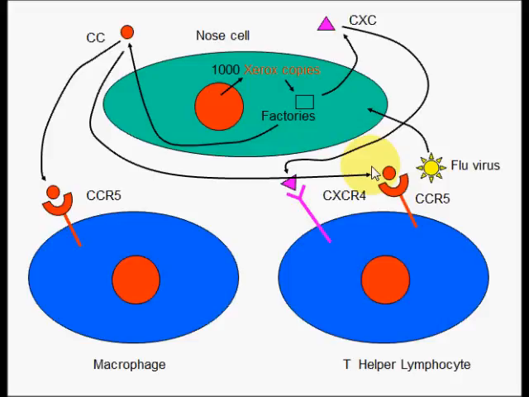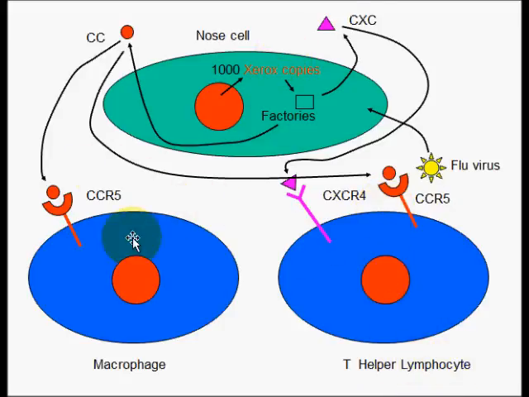Okay, so the nose cell sends out these chemokines, and the CC chemokine is recognized by the CCR5 receptor on the macrophage. And then the CXC chemokine is recognized by the CXCR4 receptor on the T helper lymphocyte. I'm sorry, the CC chemokine is also recognized on the CCR5 receptor on the T helper lymphocyte.